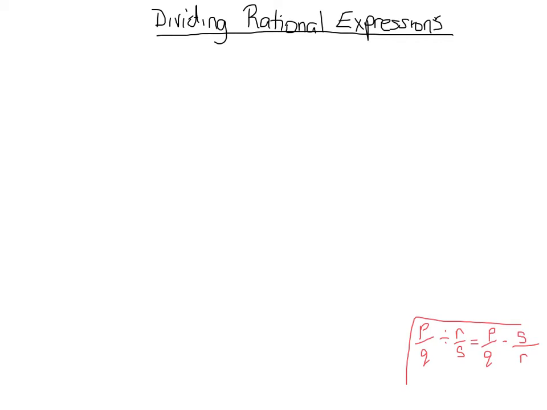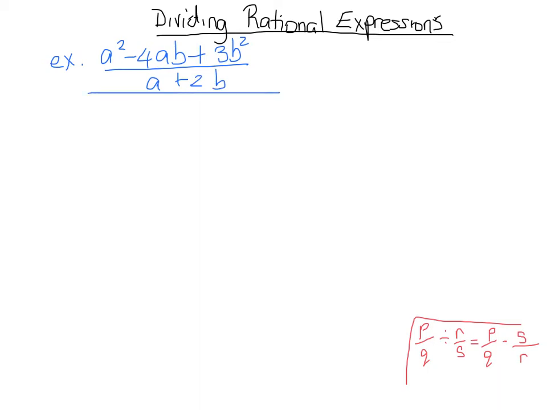Let's try it out. In this example, this is going to be pretty involved, so get ready for a good one. All right, so a squared minus 4ab plus 3b squared all over a plus 2b, and get this, all over once again, a squared minus ab minus 6b squared. Okay, that looks like a lot of fun, but don't worry, we'll manage.